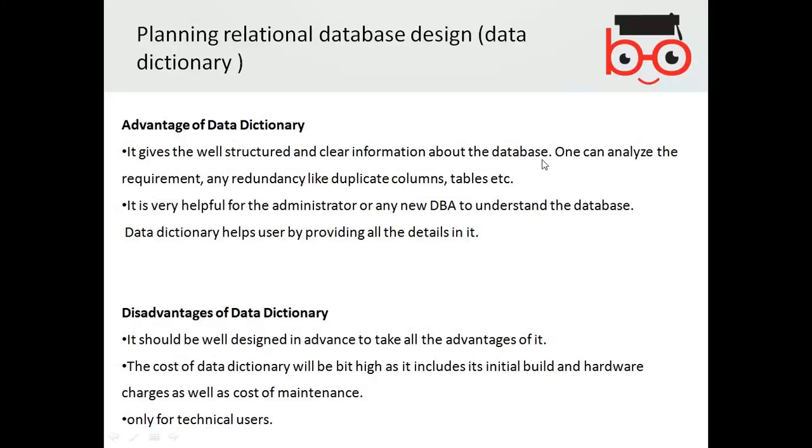One can analyze the requirement and any redundancy like duplicate columns, etc. So whatever the structure of your database is can be known very well, how to analyze it and how to access that particular information. Is there any duplication of the columns or whatever it is, the information we call metadata or data about data. You have the data in the tables, and the structure of the tables is called the metadata. So the data dictionary is helpful for providing such information.